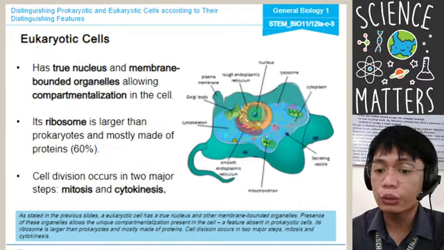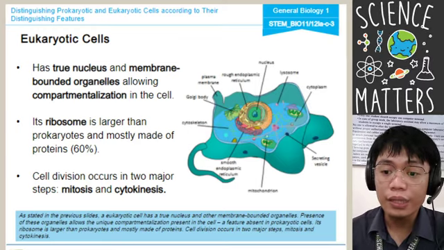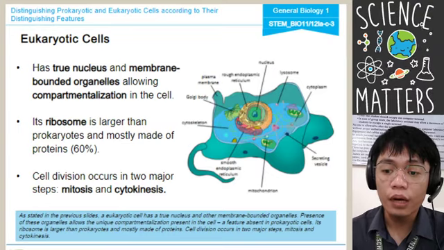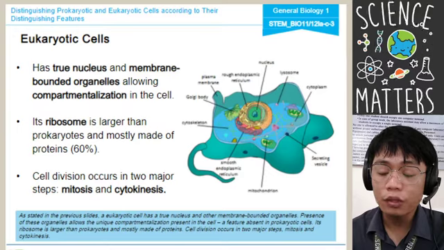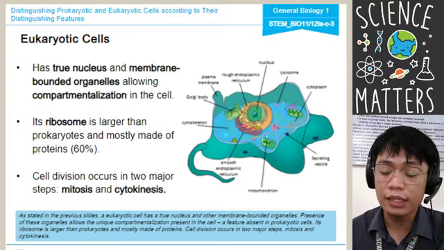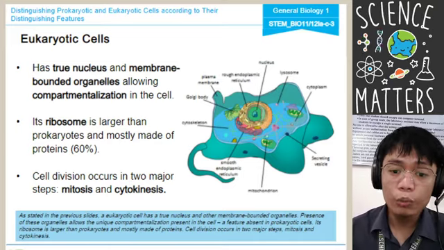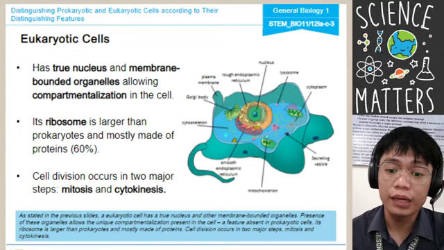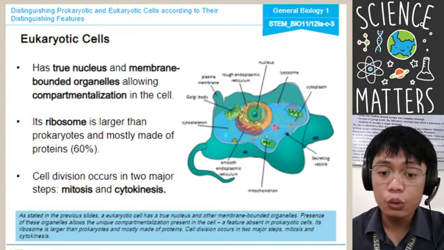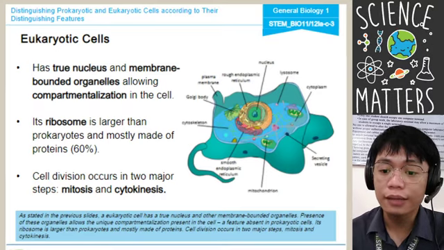When we say eukaryotic cell, we have a cell that has a true nucleus, and it is membrane bounded. It has membrane bounded organelles, allowing compartmentalization in the cell. We are done discussing the different membrane bounded organelles. We have the lysosome, nucleus, mitochondria, and many more.